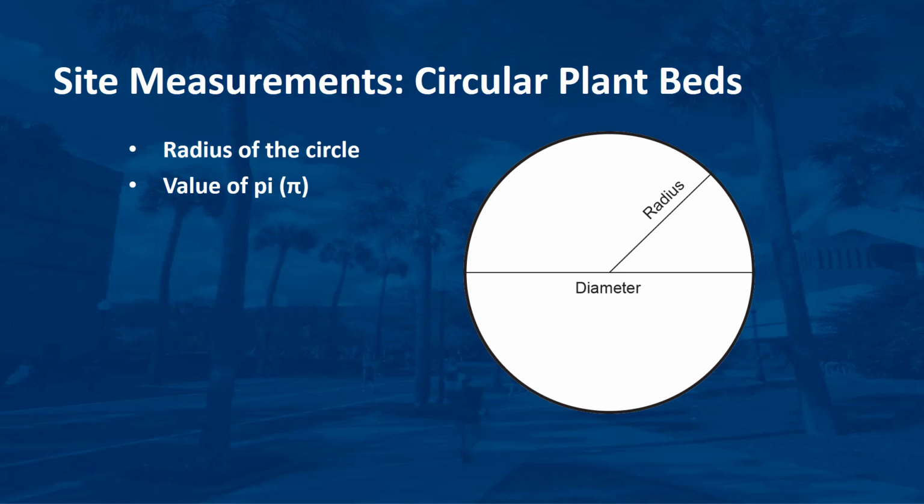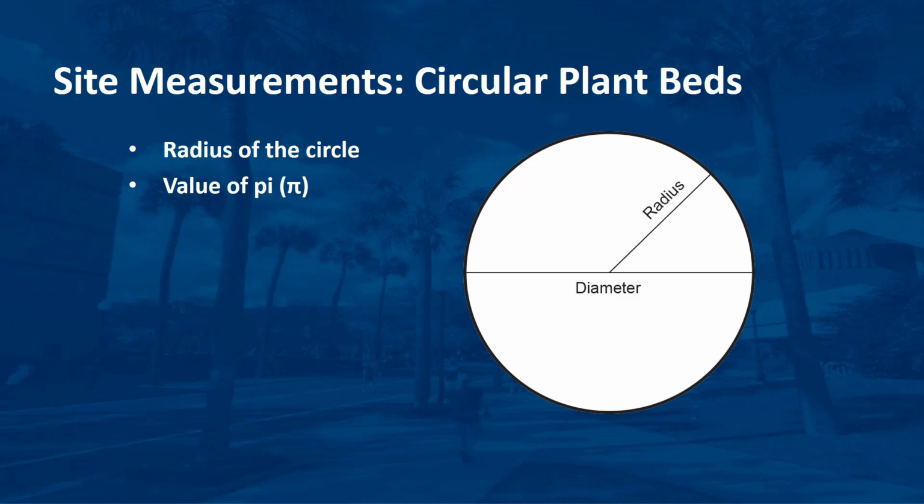To calculate the area of a circular site, you must know two values: the radius of the circle and the value of pi. The radius of the circle is the length of the straight line distance from the center of a circle to any given place on the circle's edge. The radius is equal to 1/2 of the diameter of the circle. The diameter of a circle is the length of the longest possible straight line distance across a circle. Any such straight line must pass through the center of the circle.